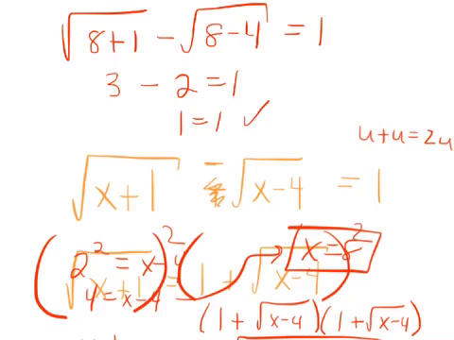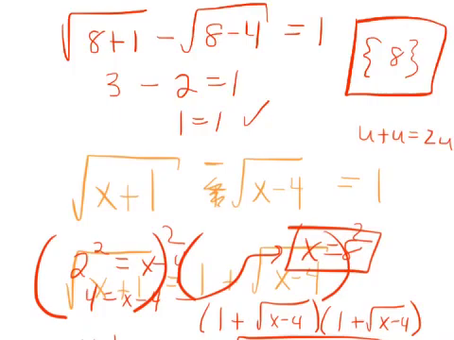Okay? Because again, 8 plus 1 is 9, and you know the square root of 9 is 3. 8 minus 4 is 4, and the square root of 4 is 2. So you can skip that stuff, that's fine. But just show this next part here. Okay, so what would your solution be? It would be 8, like this. Okay, remember to write your solution at the end.